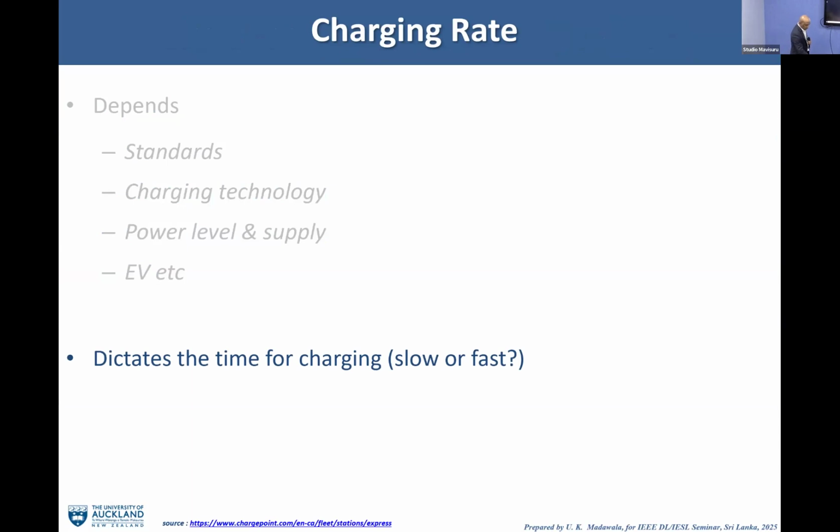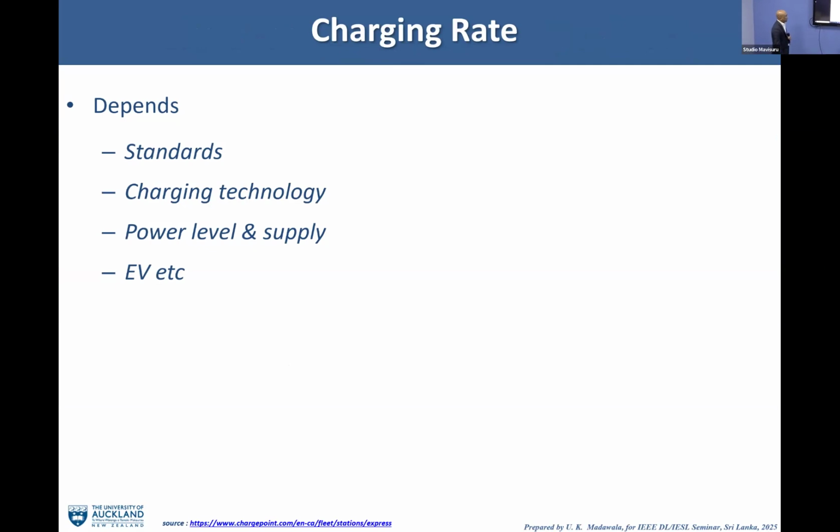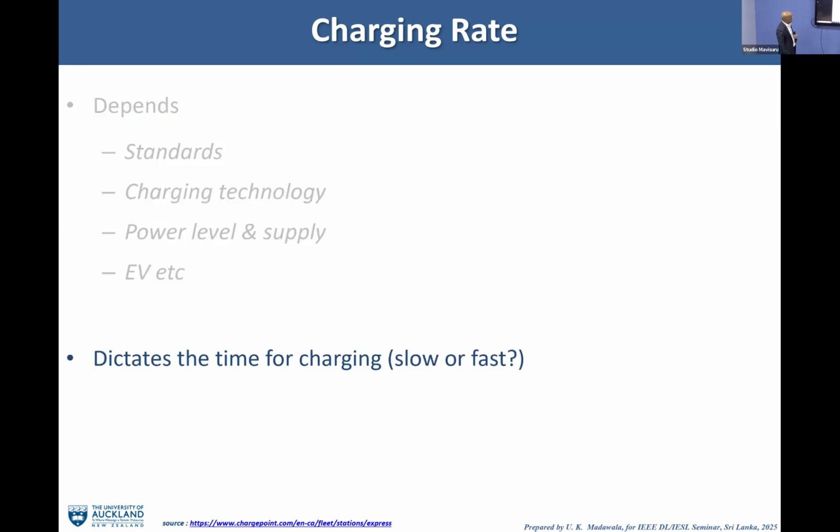So I'm going back, sorry, there's a delay here. Charging rate: how fast we can charge. Of course, that depends on the standard, as well as the technology that we use to charge the vehicle, the power level, whether the supply is able to provide the power, and also the electric vehicle itself. Now, charging rate actually dictates the time required for charging. It can be slow or it can be fast.